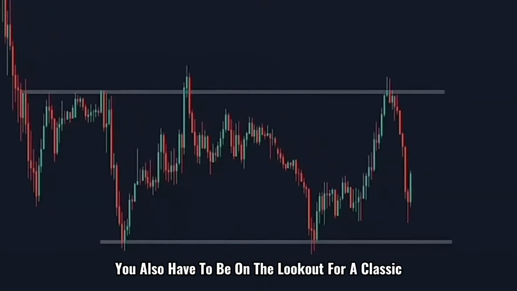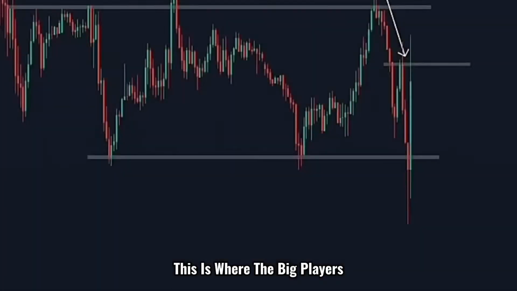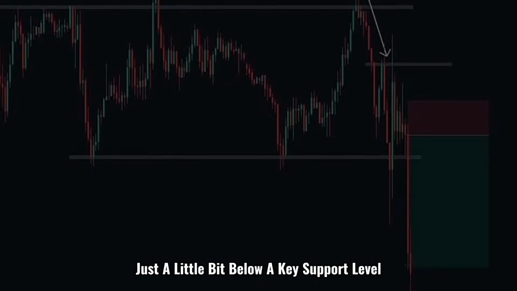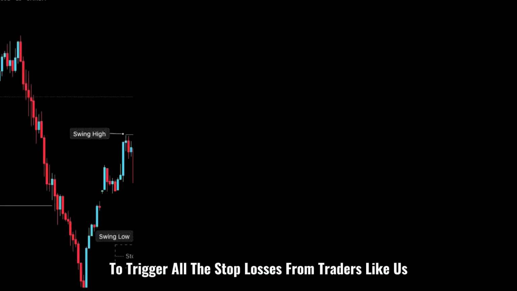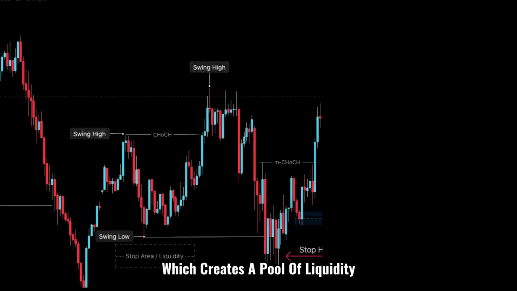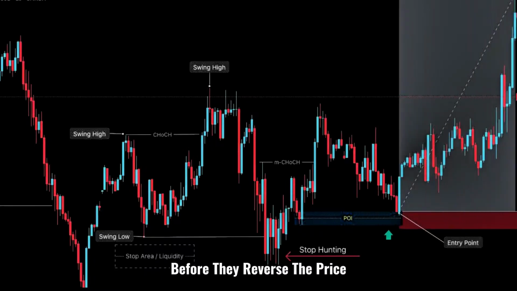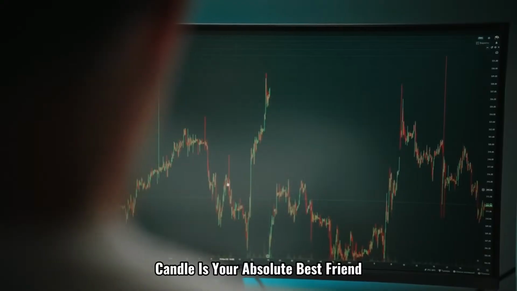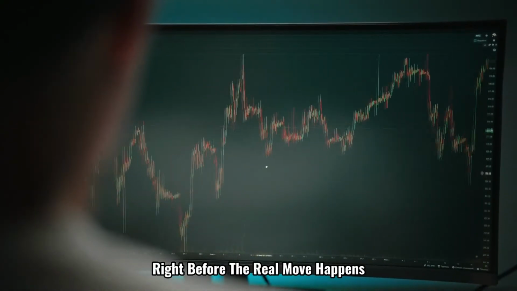You also have to be on the lookout for a classic market trap called SL hunting. This is where the big players will intentionally push the price just a little bit below a key support level. And why do they do that? To trigger all the stop losses from traders like us, which creates a pool of liquidity for them to fill their huge orders before they reverse the price and send it flying upwards. This is exactly why waiting for that confirmation candle is your absolute best friend. It helps you avoid getting shaken out right before the real move happens.